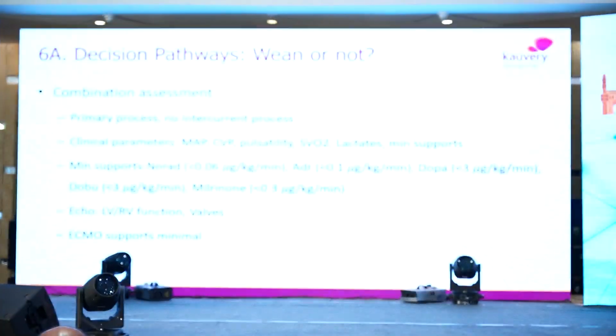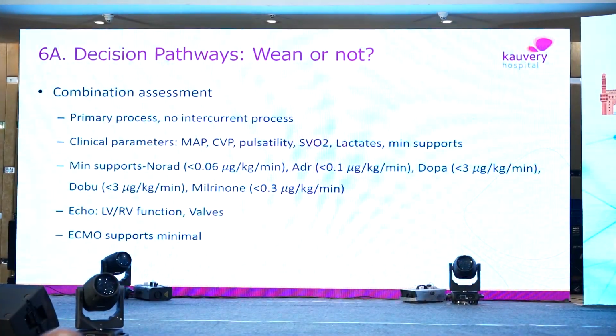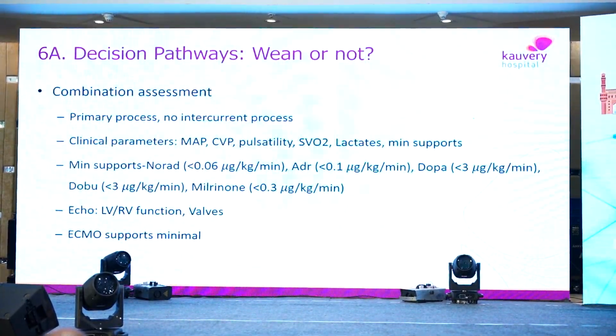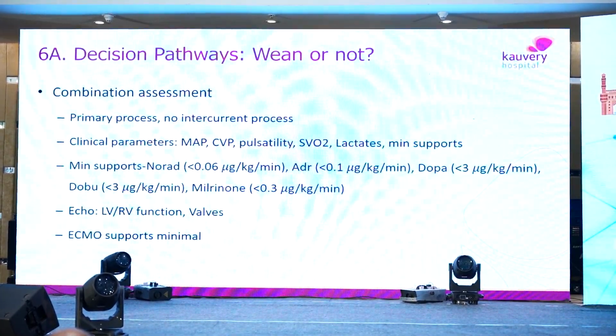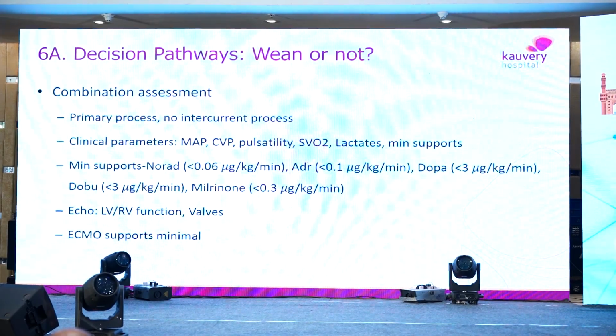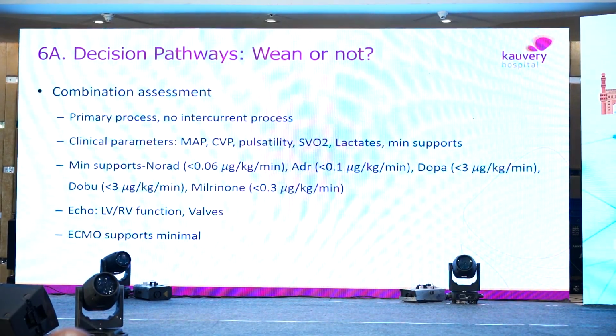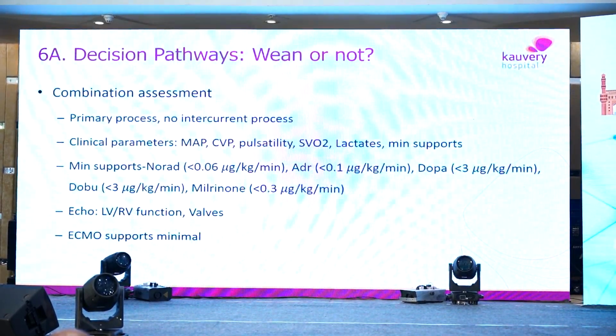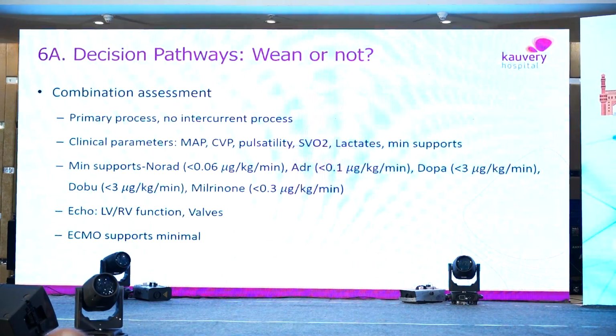And when you wean patients, in the context of a bridge to recovery, these are the usual things when we start weaning patients. The primary process is improved, there is no intercurrent process, and clinical parameters show stability. There are very low supports, and these are the ones that we use as cutoffs for our low supports. And these are the common inotropes and vasopressors that are used in our unit.